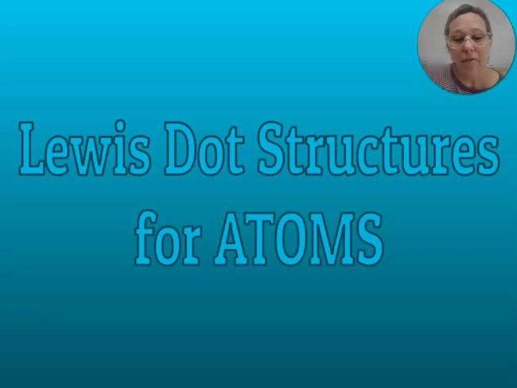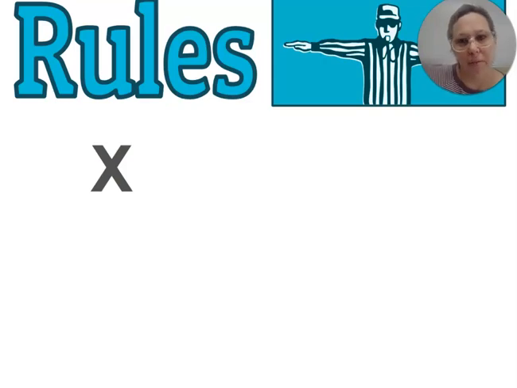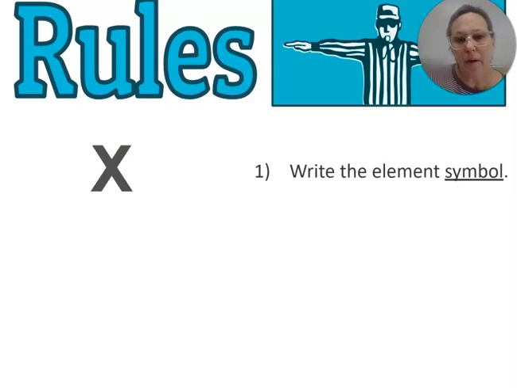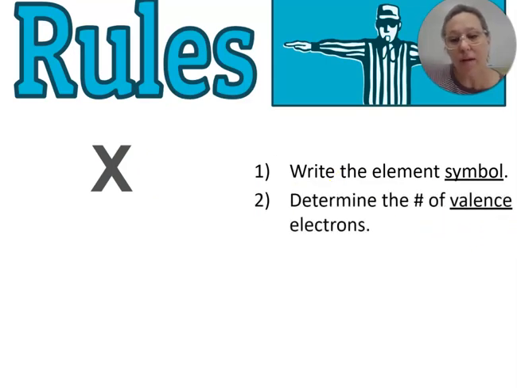All right, so how do we figure out Lewis dot structures for atoms? These are the rules. You need to write them down in your notes. Rule number 1, write the element symbol. So what I have here is an X. You would put an H or an Ar for argon or a P for phosphorus. Whatever element you're doing, you're writing their symbol down first. Then you need to look on the periodic table and figure out how many valence electrons it has. Each dot that you draw is going to represent a valence electron.